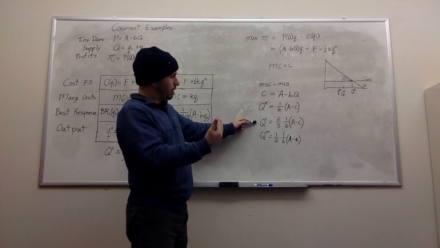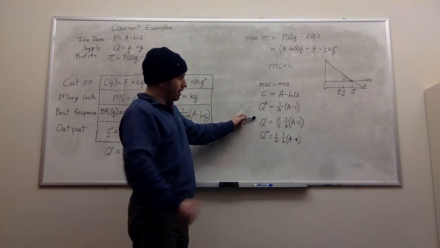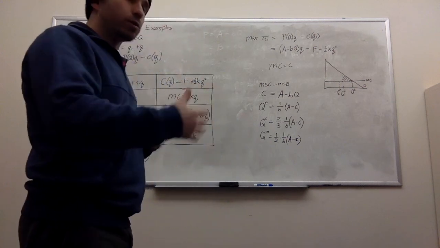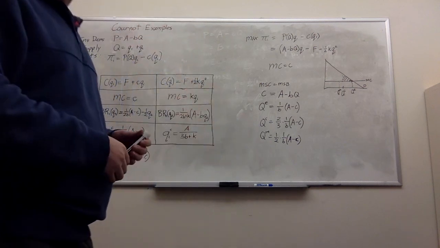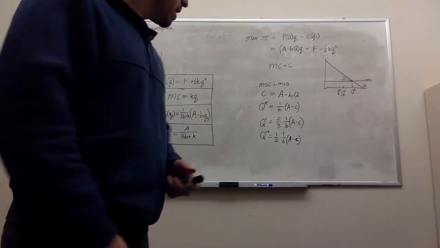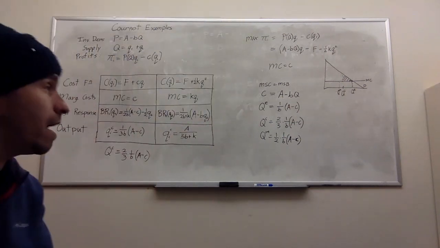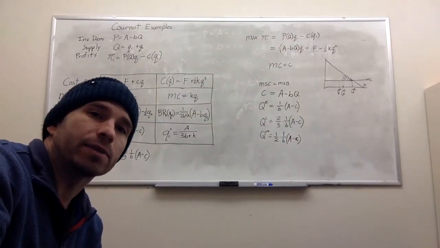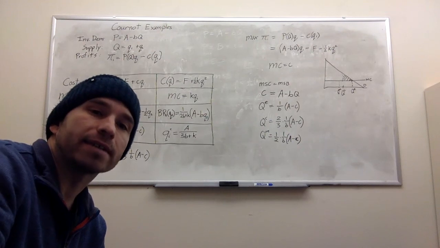And the more firms there are in the oligopoly, the more the competition between them is going to increase the total output that they produce. All right, that's all for this part. Next, we'll have asymmetry and show how we solve a case where firms don't have the exact same cost function.